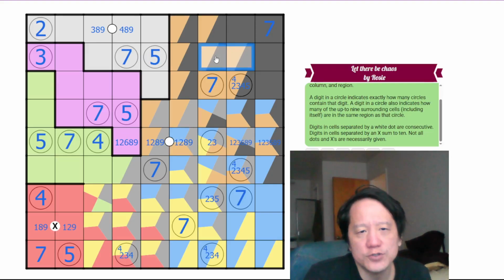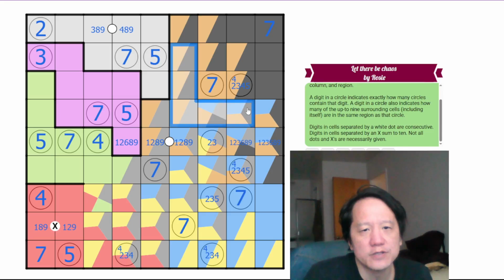Dark can only have 2 at most here, surrounding this 7. So it could be 1, 2, 3, 4, 5, 6, 7, 8, and then it has to go out. So this has to be dark also. Okay, so that's good.